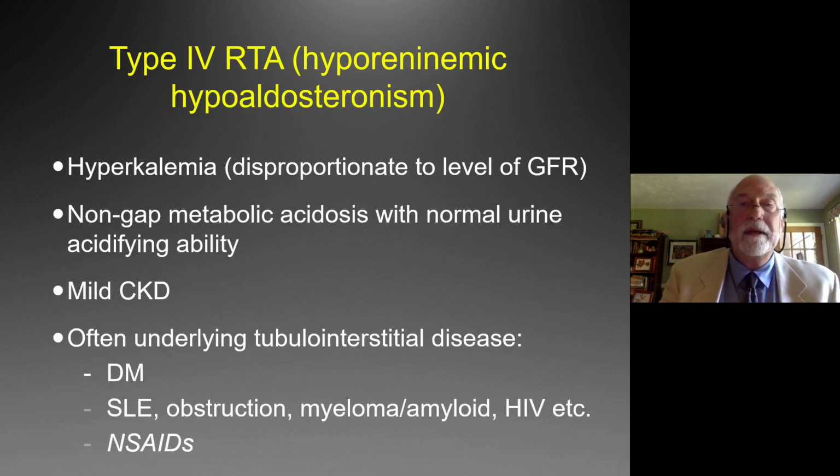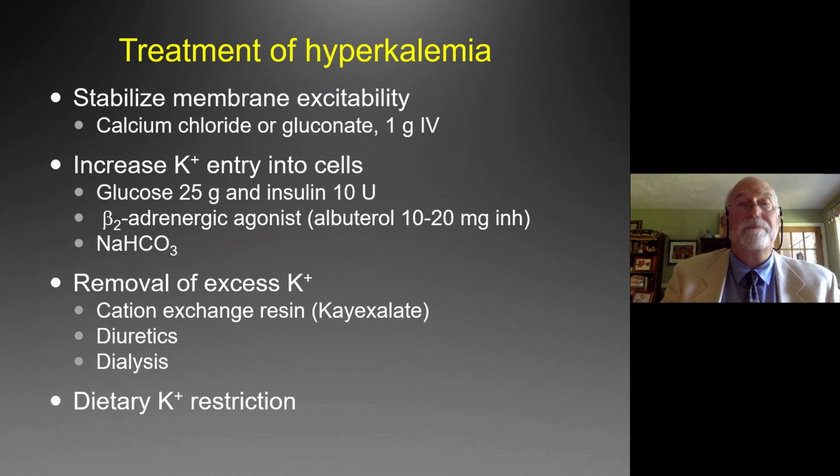Brief word about hyporeninemic hypoaldosteronism. This is so-called type 4 RTA. We'll touch again on this in the second talk. It's the only RTA that's associated with hyperkalemia. It's a non-anion gap metabolic acidosis, often seen with mild chronic kidney disease or underlying tubulointerstitial diseases.